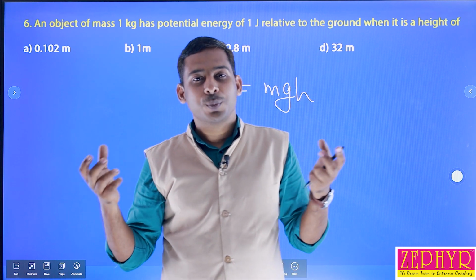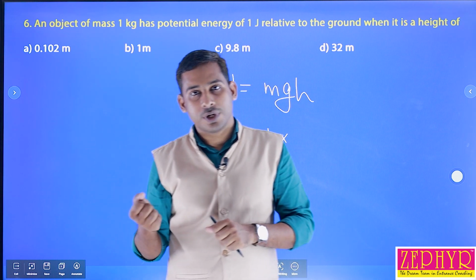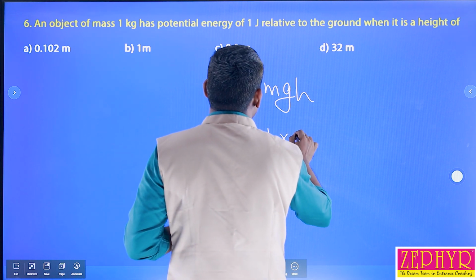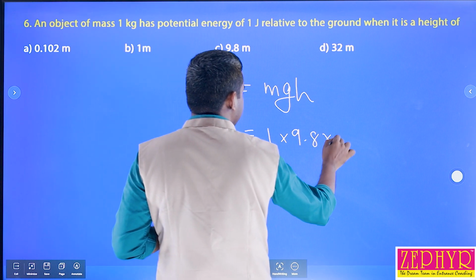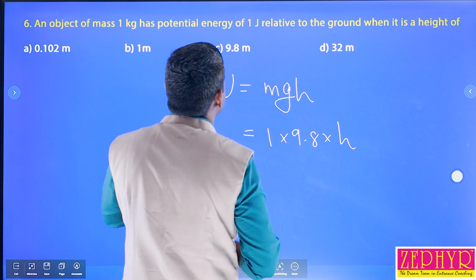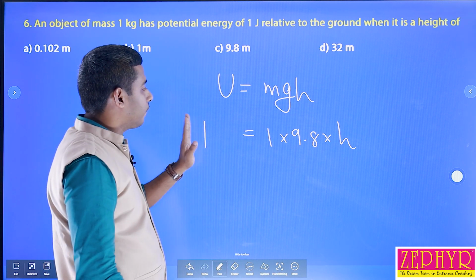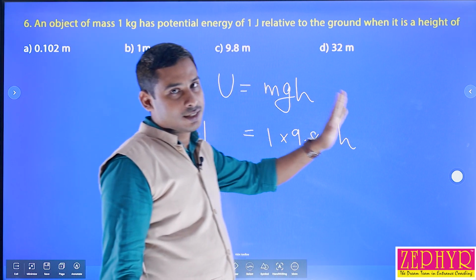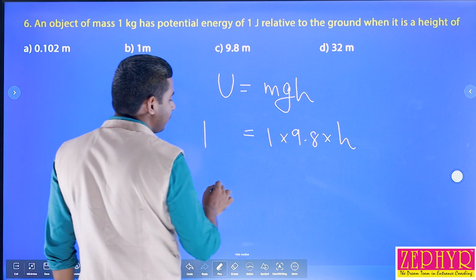That was discovered by the great physicist Sir Isaac Newton, right? So, we can write the values: 9.8, then h is an unknown quantity, then U they said is 1 joule. So, we can say 1 = 1 × 9.8 × h, right? Okay. So, dear students, how can we do this? We have to find h.